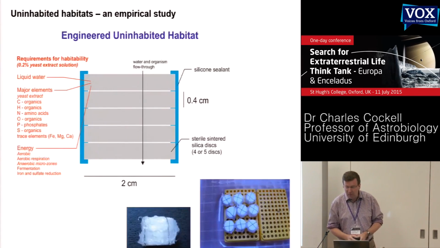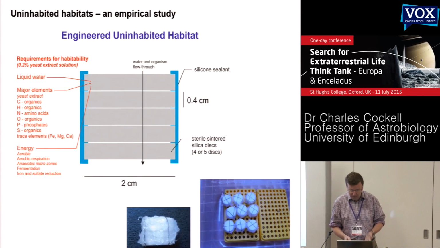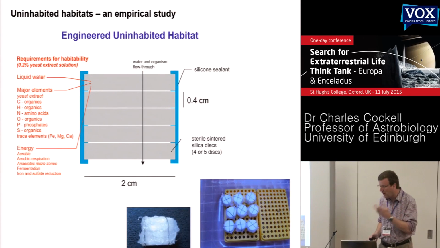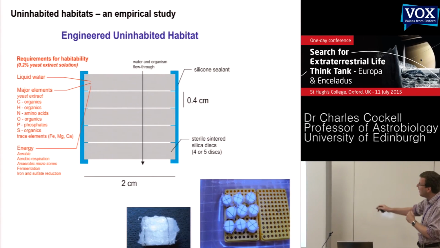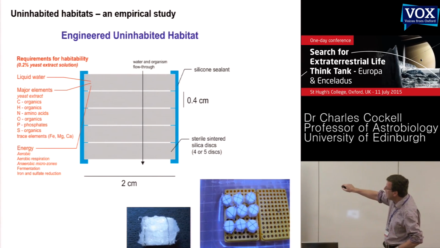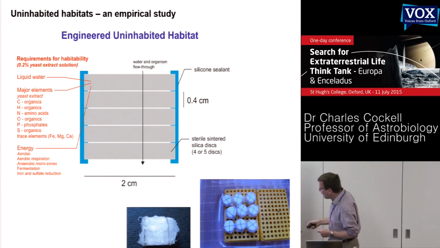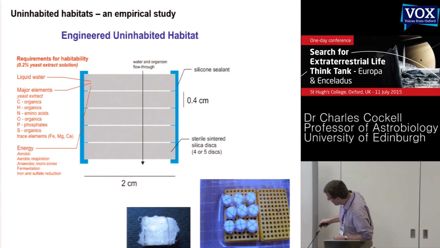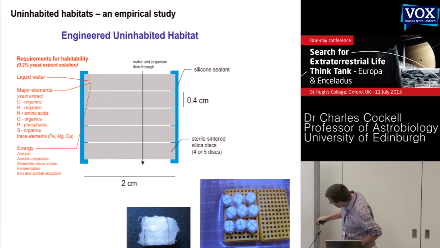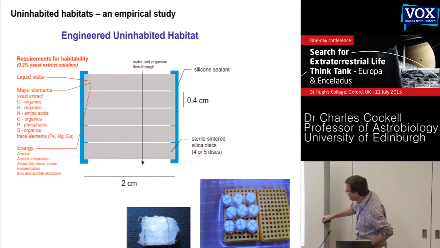We can do experiments to look at uninhabited habitats. So this is something I did a few months ago, just to try and get at this question in a bit more detail. I created an artificial uninhabited habitat. This is a series of silica discs that you can buy. They're actually filters that you put in normal laboratory filters. You can buy these sintered glass discs. And I've stacked them up into an artificial endolith, and I've sealed them up and put wire around them. You can see one here, and you can see the stacked up discs here.